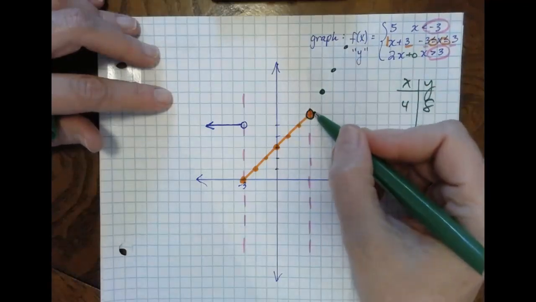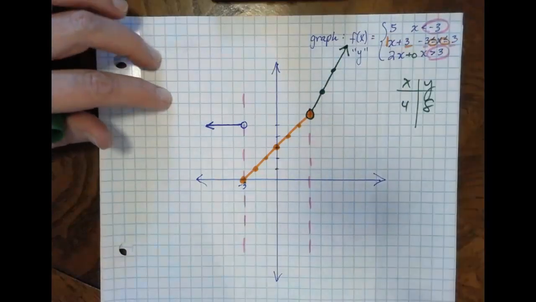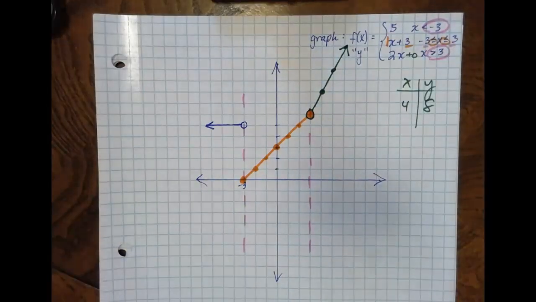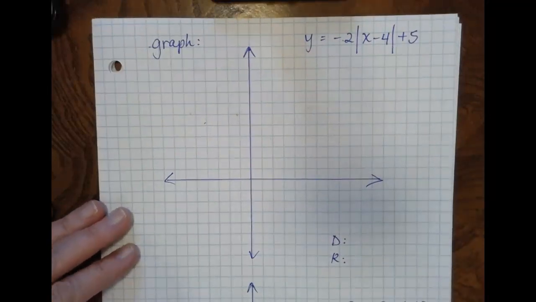So this is where the two functions actually come together. It's kind of like they're holding hands. So there you go. That is how you graph a piecewise function. Got a few more graphs on here that we'll have in this little video.